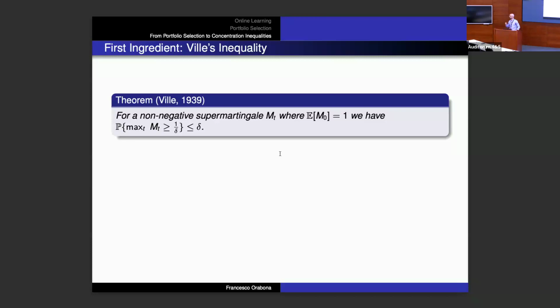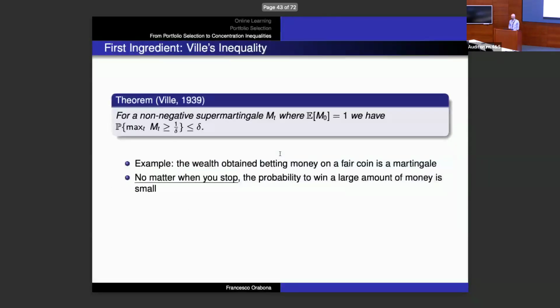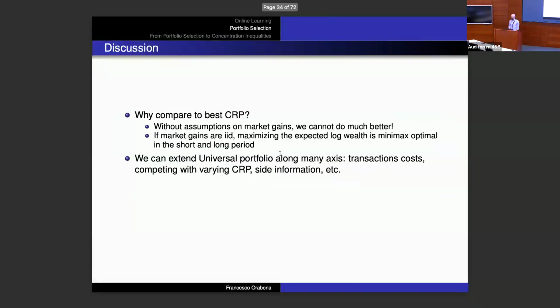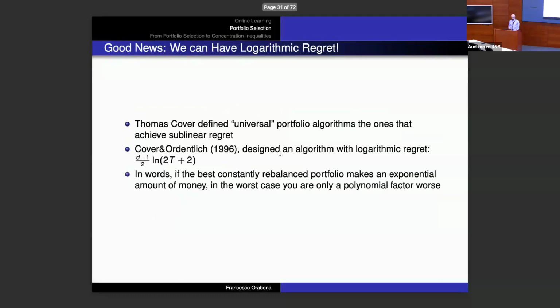I have one. At some point you said that if you change the prior, you can improve the results. I didn't quite get where you use the prior, because I thought you don't use the wealth bounds anymore for your results. What is the role of the prior? The role of the prior is here. The regret will depend on the prior. It's the only place where the prior plays a role.